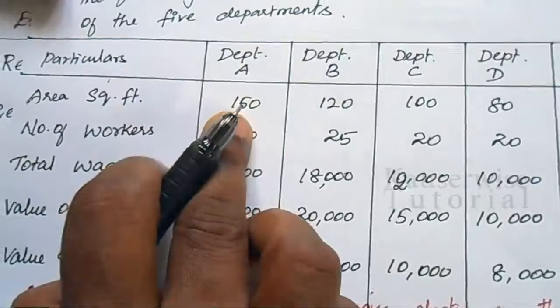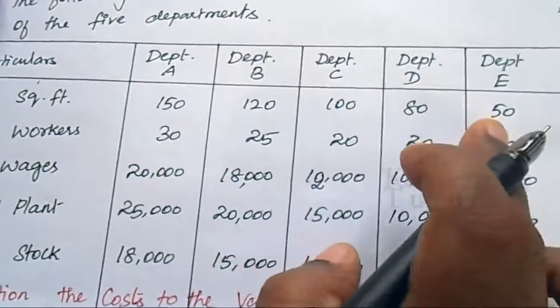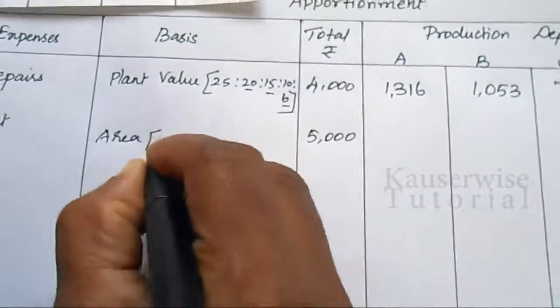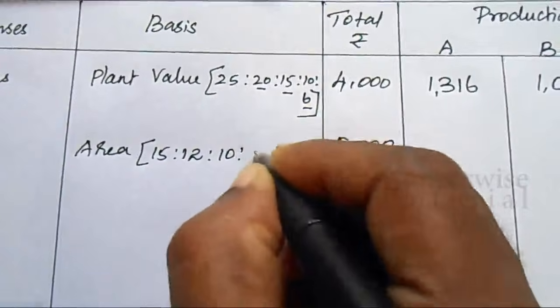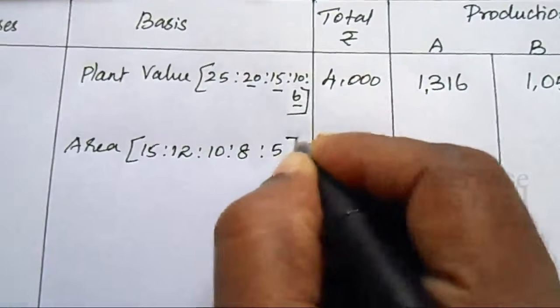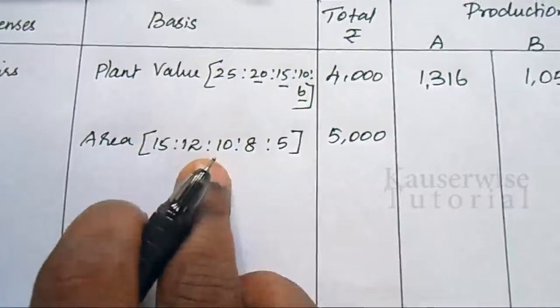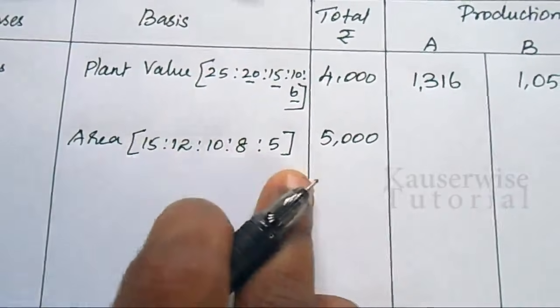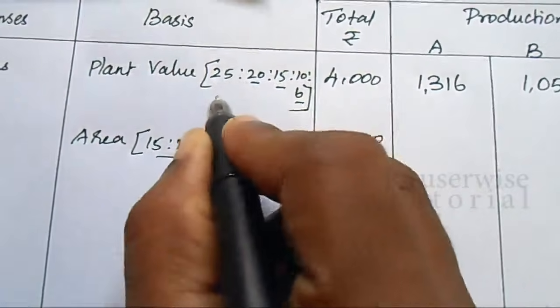So 15 is to 12 is to 10 is to 8 is to 5. Just get the total: 15 plus 12 plus 10 plus 8 plus 5, 50.